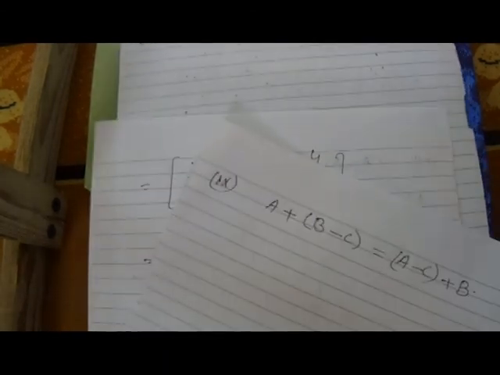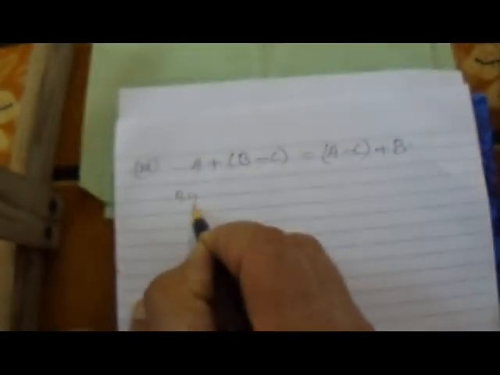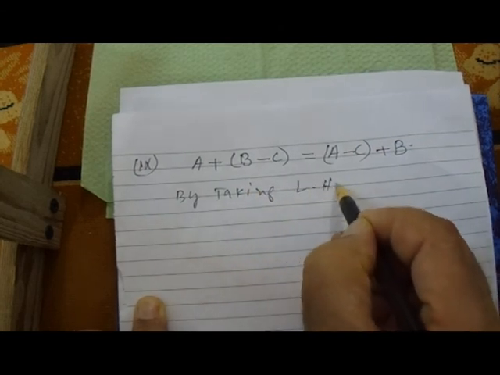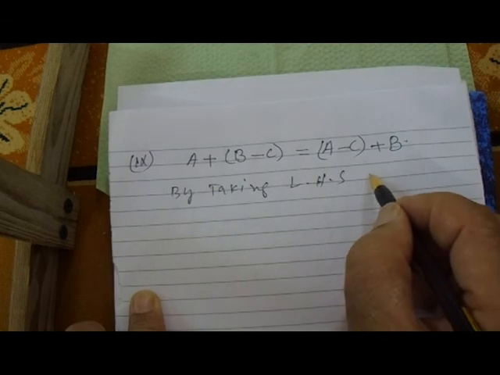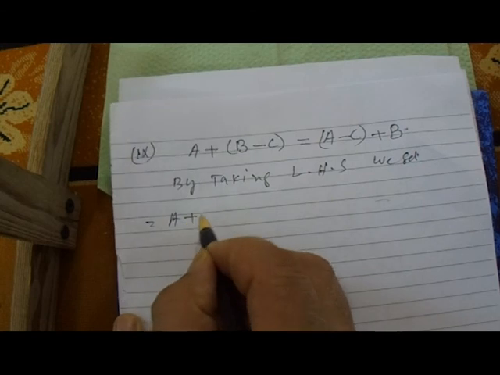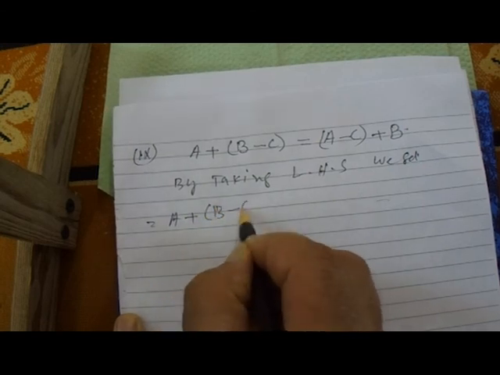Now we start question number 9. Question number 9. Now by taking the left hand side, we get A plus B minus C.